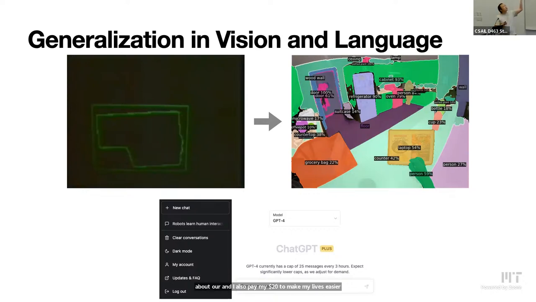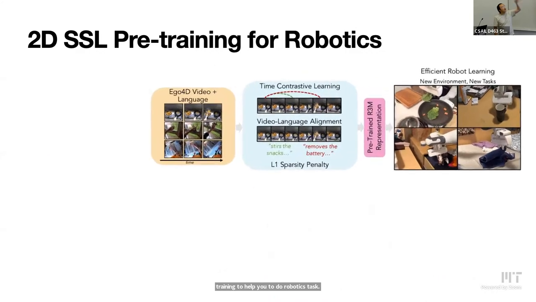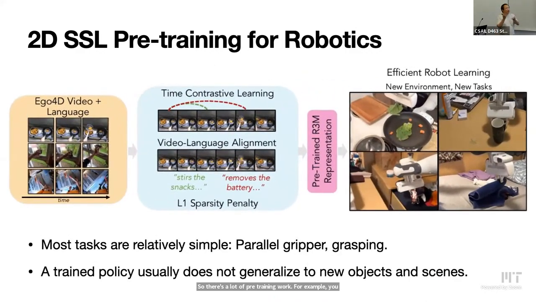There's a lot of progress in vision and language in a data-driven way to make it generalizable and apply everywhere. So what do we get out of it for robotics? Researchers are trying to migrate this idea of a data-driven, generalization approach, with pre-training and large-scale training, to help you do robotics tasks. There's a lot of pre-training work. For example, you train your models on large-scale videos, and then you use them pre-trained for robot tasks.